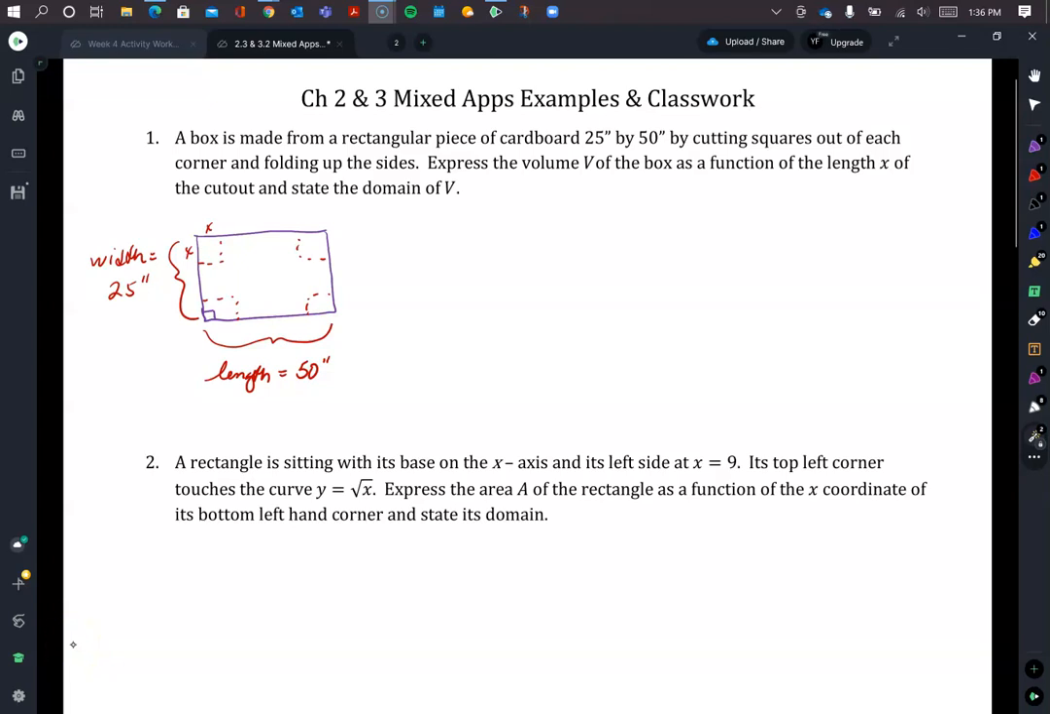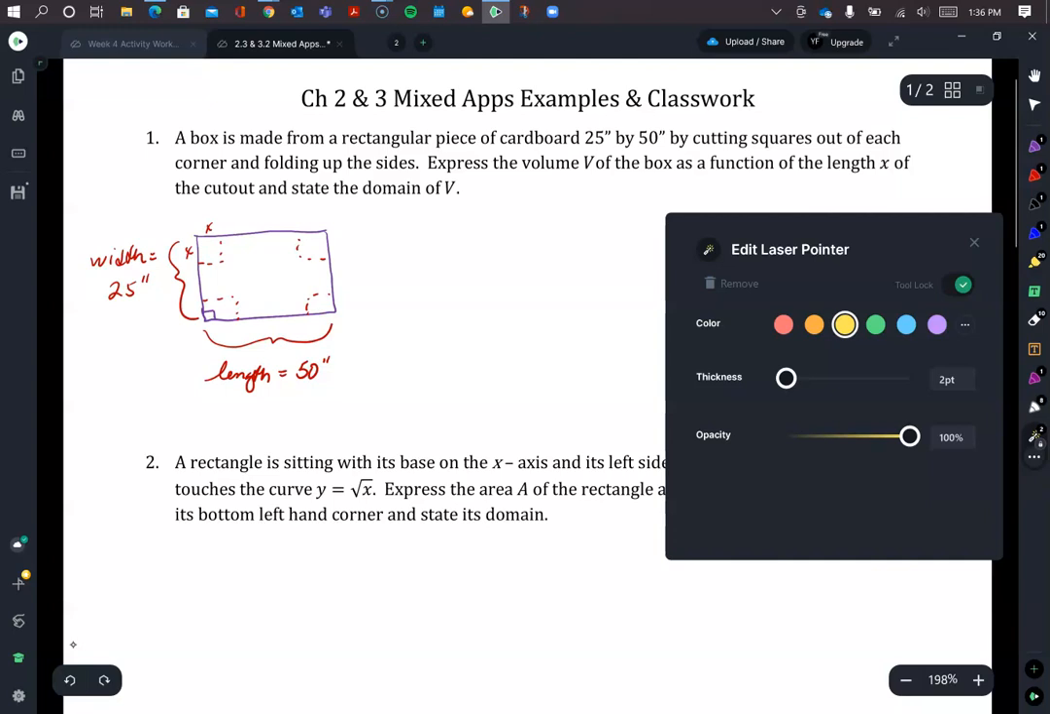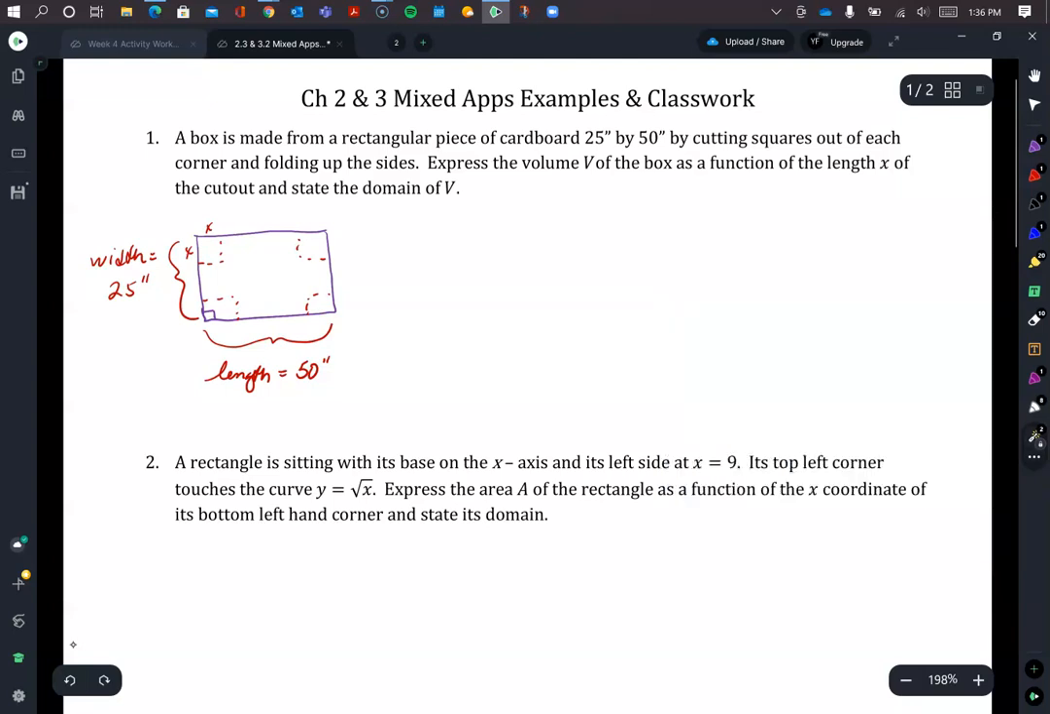In this video, we're going to do some more application problems. You can probably read through and do some of these on your own and then check back against the video because we've done some things that are similar. This first one, a box is made from a rectangular piece of cardboard. It's 25 inches by 50 inches.